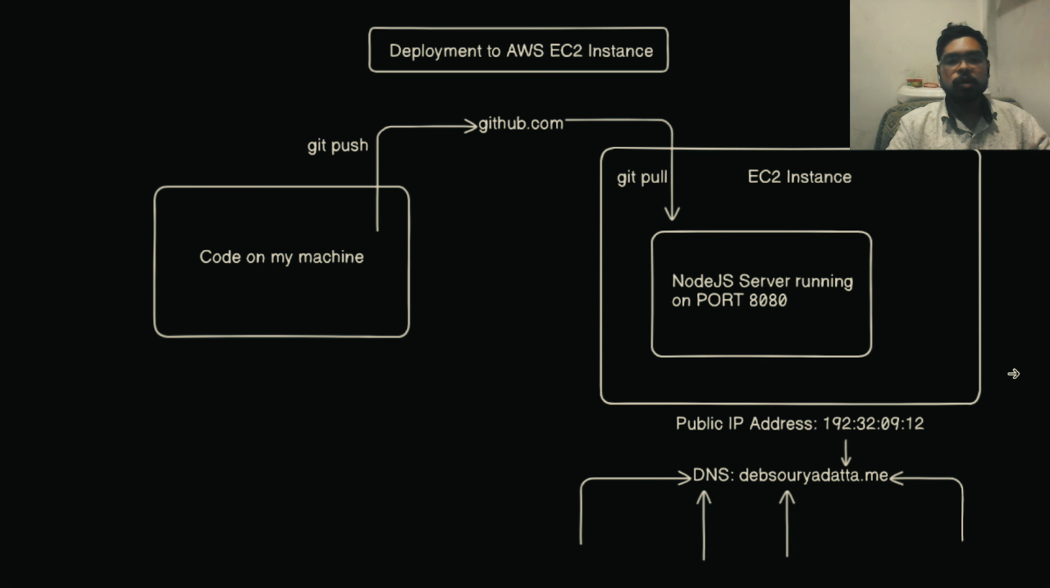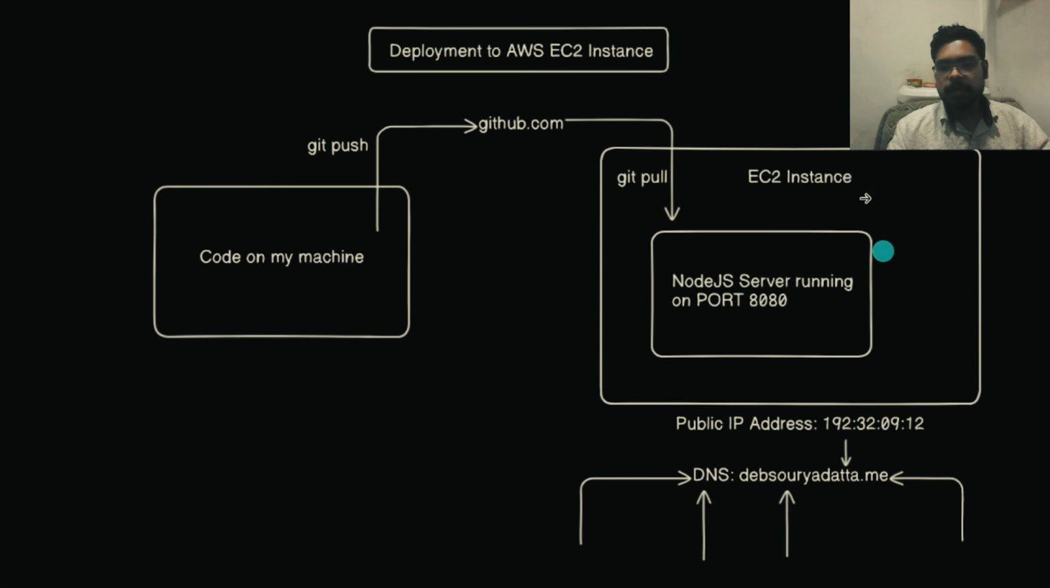Hello everyone. So today we will discuss how we can deploy a simple Node.js app to an AWS EC2 instance, that is a virtual machine. So let's get into this. Suppose we have the code of a Node.js app on my machine. We'll push this to GitHub. Then we'll create an EC2 instance, that is a virtual machine on AWS.